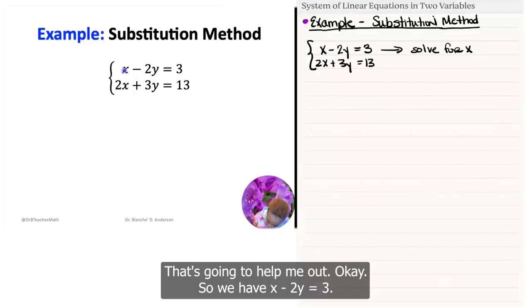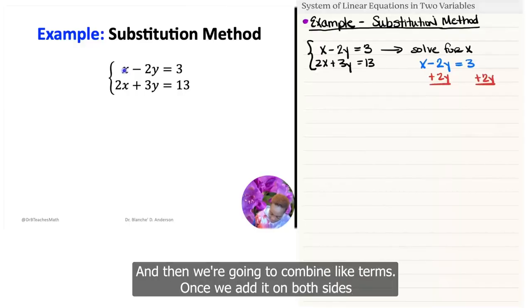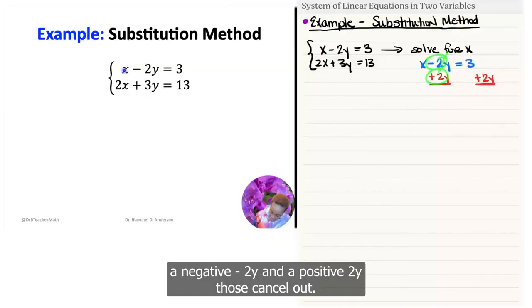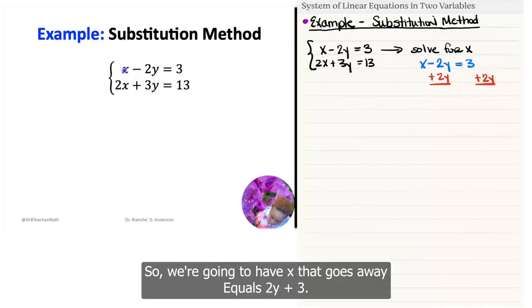So we have x minus 2y equals 3. Now, in order to move the 2y, I need to add it on both sides, right? And then we're going to combine like terms. Once we add it on both sides, a negative 2y and a positive 2y, those cancel out. And then we just add these two together or combine them together, right? So we're going to have x, that goes away, equals 2y plus 3.